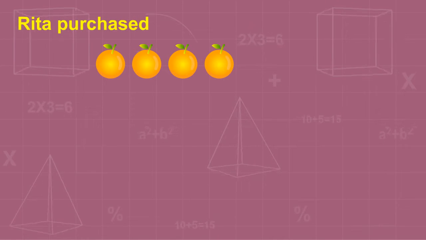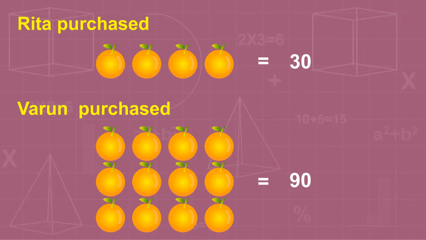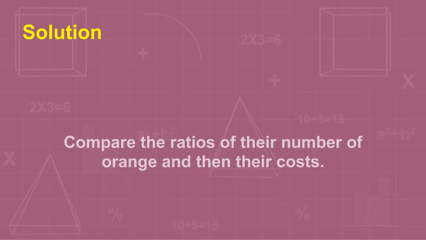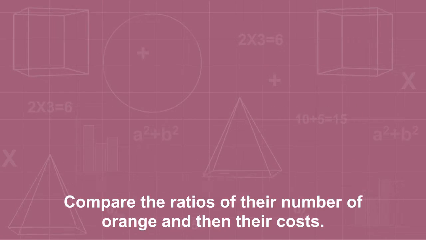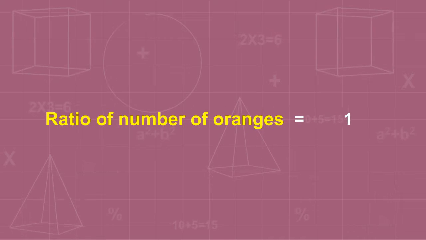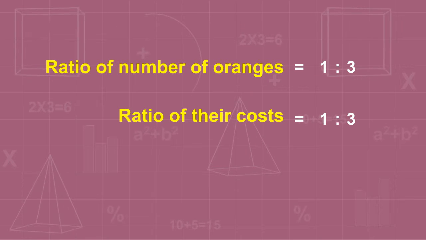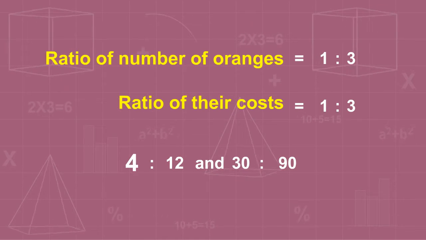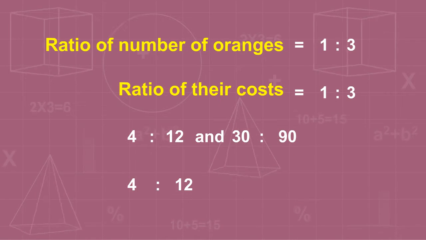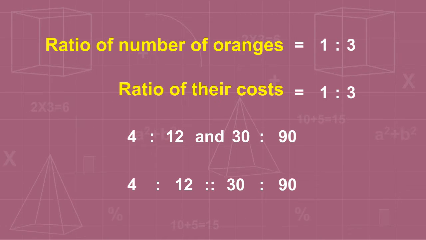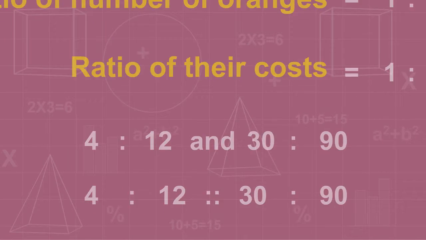Rita purchased 4 oranges for 30 and Varun purchased 12 oranges for 90. Whose oranges are less expensive? First compare the ratios of their number of oranges and then their cost. Ratio of number of oranges is equal to 1:3. Ratio of their costs is equal to 1:3. Since both the ratios 4:12 and 30:90 are the same, that is, 4:12 is as 30:90, we can say that they are in proportion and they bought oranges at the same rate.